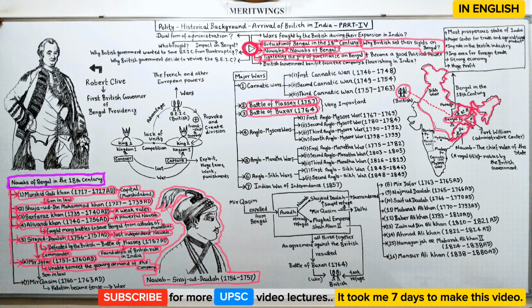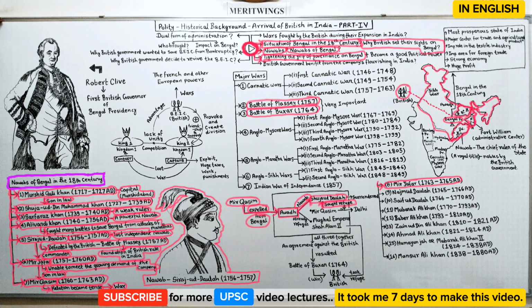But due to the increasing demand of the company, the financial condition of Mir Jafar deteriorated, because of which he was unable to fulfill the demand of the company. So the British made his son-in-law Mir Qasim the Nawab of Bengal in place of Mir Jafar, who remained the Nawab of Bengal from 1760 to 1763 AD.